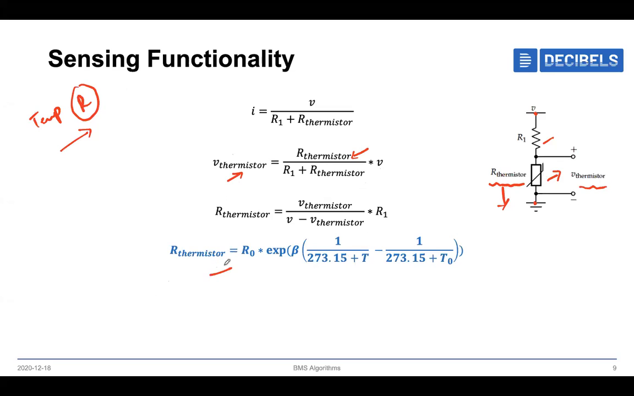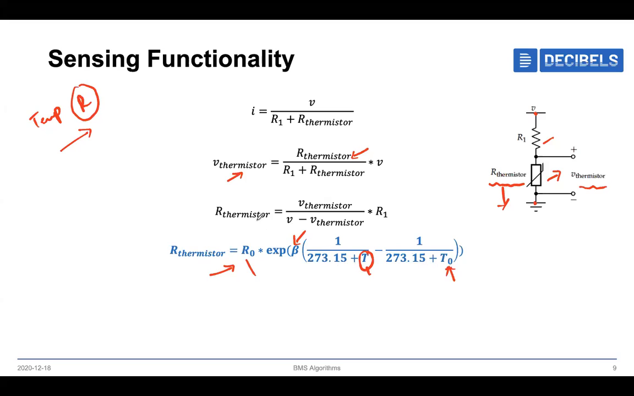So here is an example of that equation. Resistance across the thermistor equals R naught times exponential of beta, where beta is a device constant for that particular thermistor, times 1 by (273.15 plus T), minus 1 by (273.15 plus T naught). So here R naught and T naught are the initial resistance and initial temperature values when you're starting your measurements, and T is the value that we are looking for.